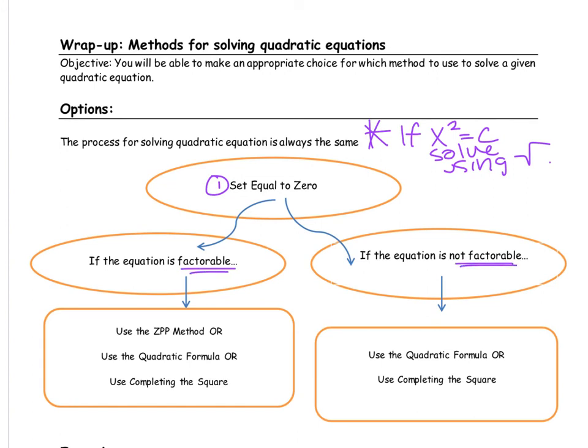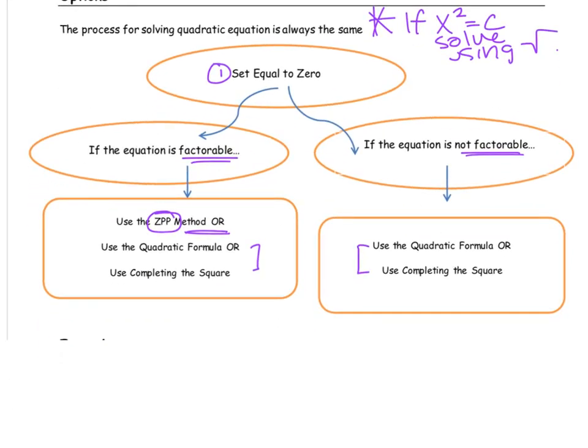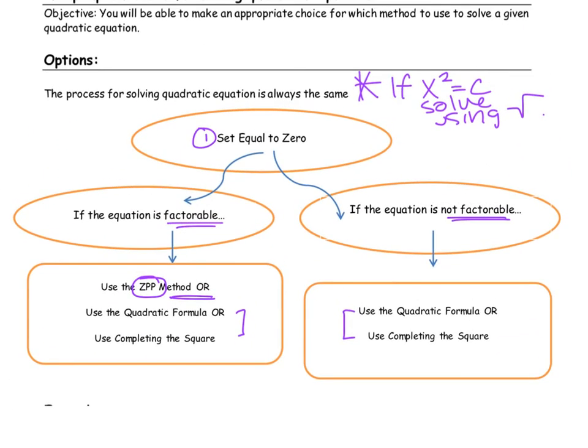If it is factorable, generally the factoring and zero product property method are the fastest, and then you can always use quadratic formula or completing the square. So if it's not factorable, you only have those two options. And if it is factorable, it's usually fastest to factor, but you could also use the quadratic formula or completing the square options if you prefer them. So let's check out two examples where we would try to figure out what's the best choice as a method.